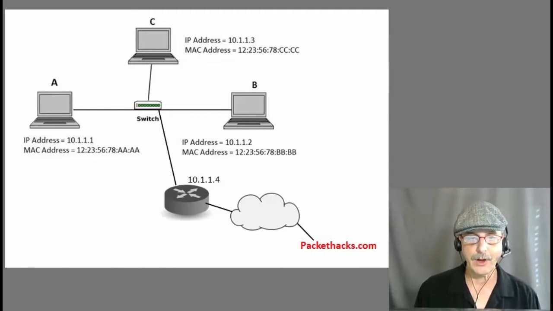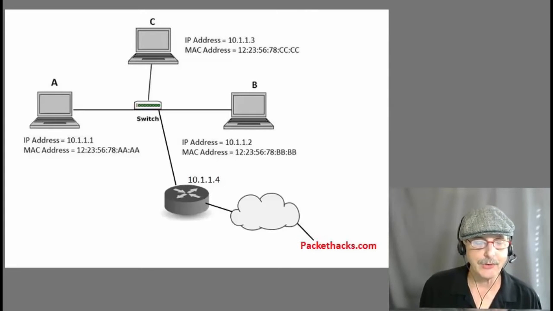When it receives the ARP reply back from the router, it caches that MAC address, and the router caches the MAC address of host A. Now, when host A wants to talk to the website PacketHacks.com, it simply sends all packets to the router, and the router is responsible for sending the packets on the next hop on the way to PacketHacks.com.